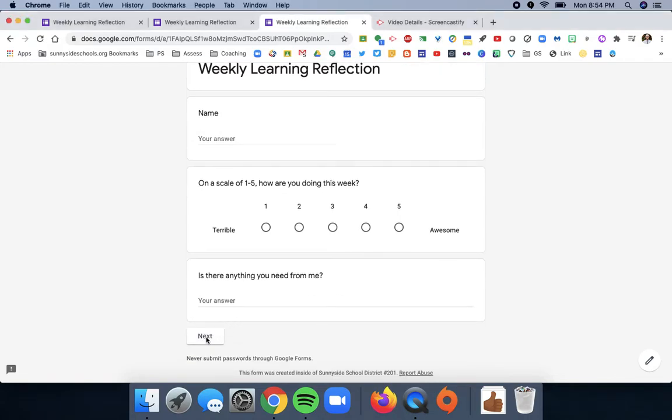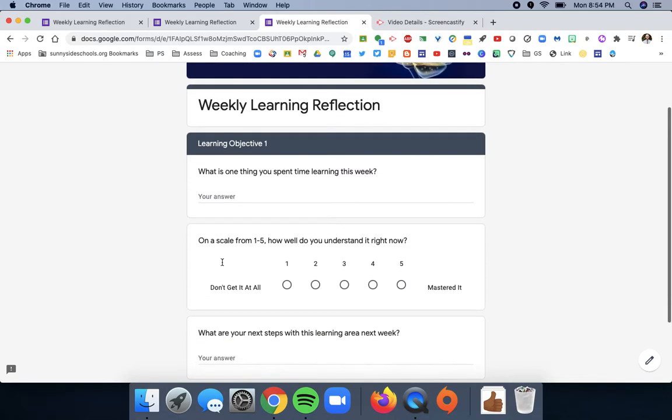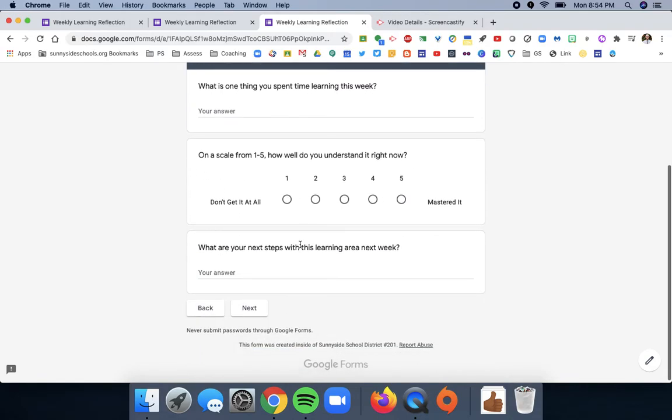And then when I hit next, it's going to take me to a page that allows me to check in on the learning objective. So it just says learning objective 1. The student identifies what they were learning this week, how well they understand it currently, and then this is the important part. What are your next steps with this learning area next week?